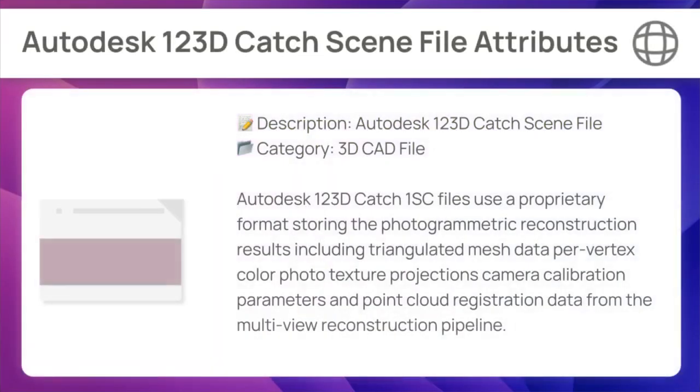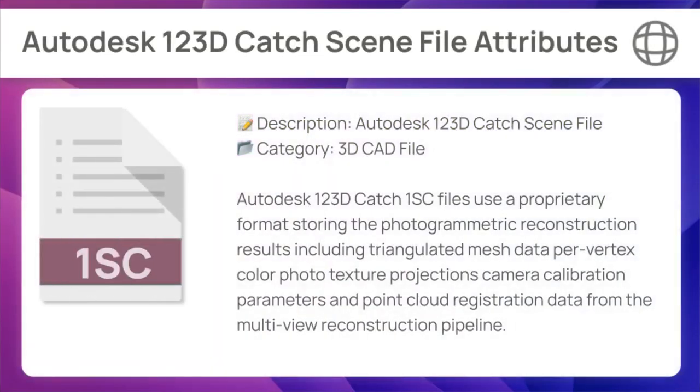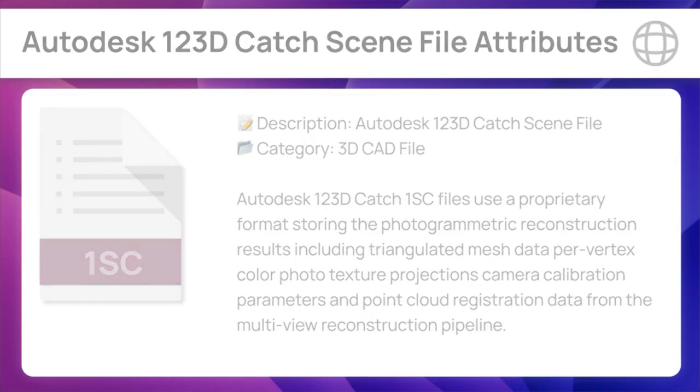Autodesk 123D Catch 1.sc files use a proprietary format, storing the photogrammetric reconstruction results, including triangulated mesh data, per-vertex color, photo texture projections, camera calibration parameters, and point cloud registration data from the multi-view reconstruction pipeline.